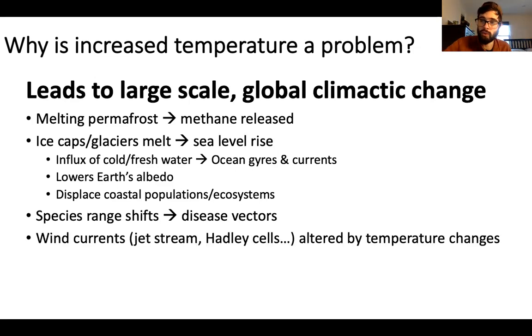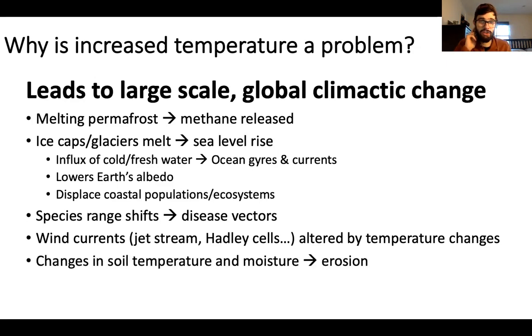It can impact wind currents. Think back to Hadley cells, learning about the Hadley cell, which is a giant convection current, right? And that depends on hot air rising and cool air sinking. Well, if you've got major temperature changes, that's going to alter those Hadley cells, those polar cells, those Ferrel cells, and might lead to changes in global wind patterns.